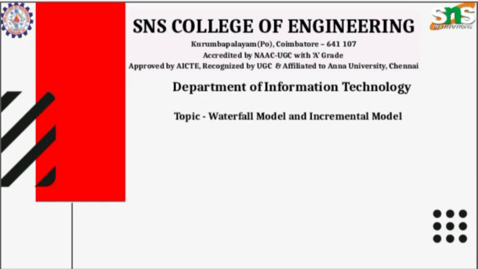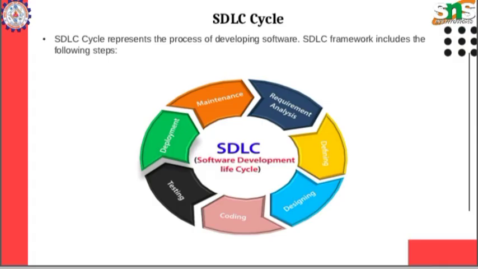Hi friends, today we are just going to see about the SDLC cycle. The SDLC cycle represents the process of developing software. It mainly includes the following steps: requirement analysis, defining, designing, coding, testing, deployment, and maintenance.